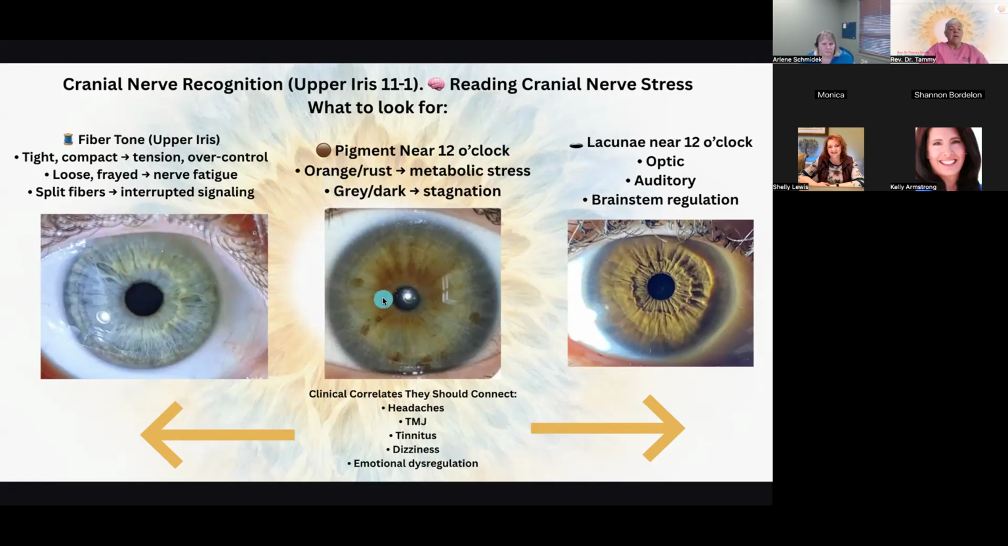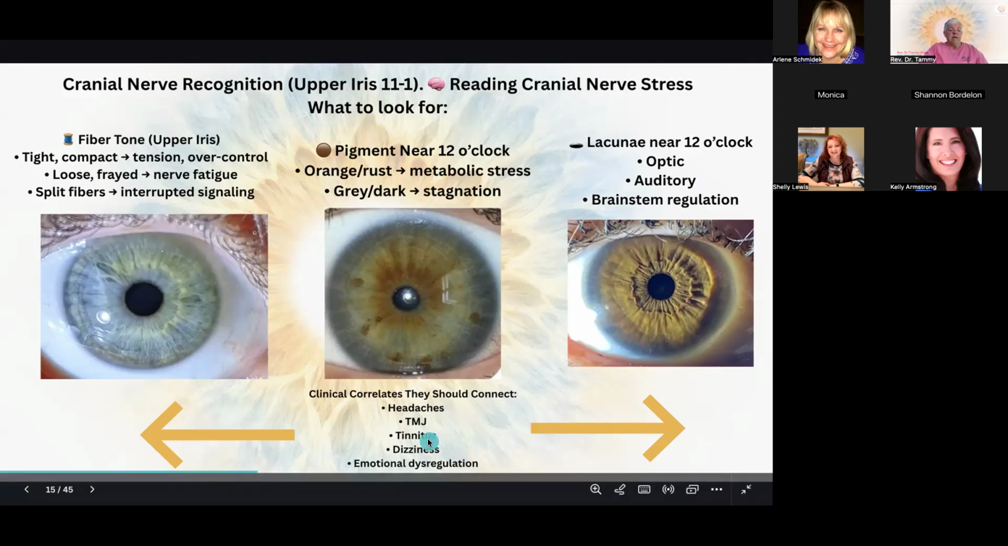So again, we see pigments here in this one around 12 o'clock. Orange rust: metabolic stress. Gray, dark: stagnation. This is a blue eye. Lots of toxic overlay in this blue eye. Lacunae near 12 o'clock, right here. We've got some issues going on: optic, auditory, brainstem regulation. So this person probably has a lot of issues there.